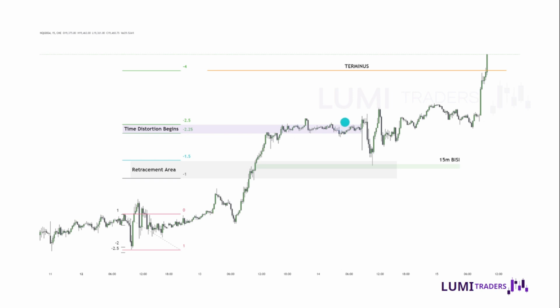What do I want to wait for? I want to wait for the retracement to the range between 1 and 1.5 standard deviation, ideally to the fair value gap. So we can see price retraced all the way down to this range between 1 and 1.5, and then continued going higher to 4 standard deviation.